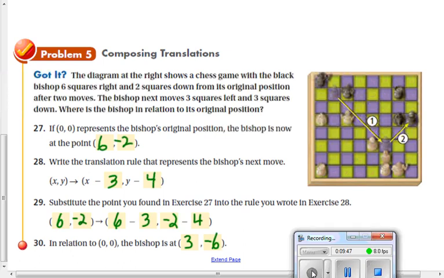All right, that's it for this lesson. Go ahead and do the lesson check, and we'll talk about this next time we meet in class.